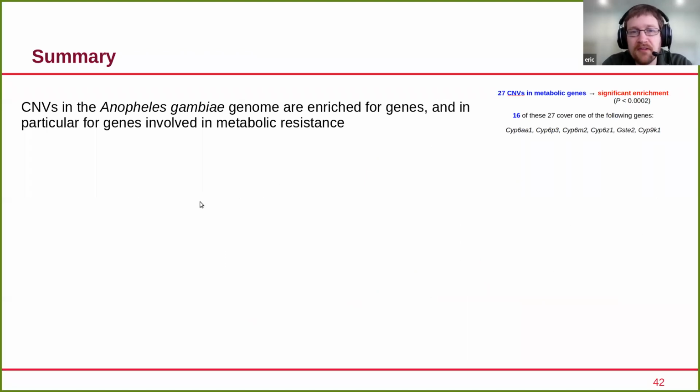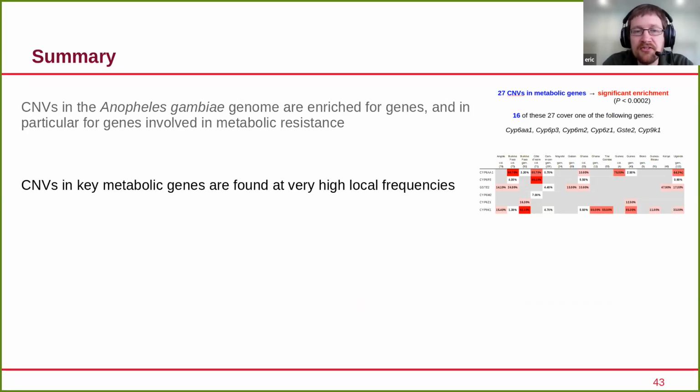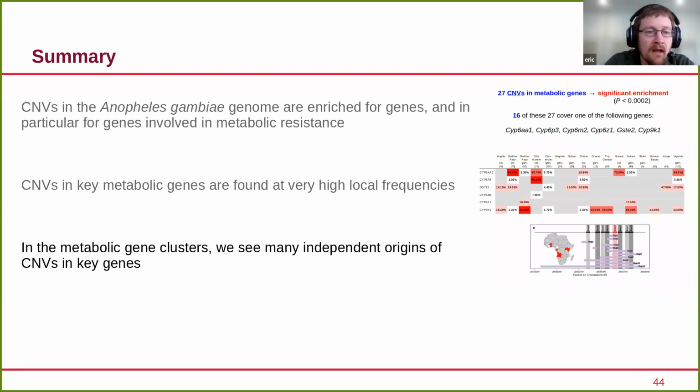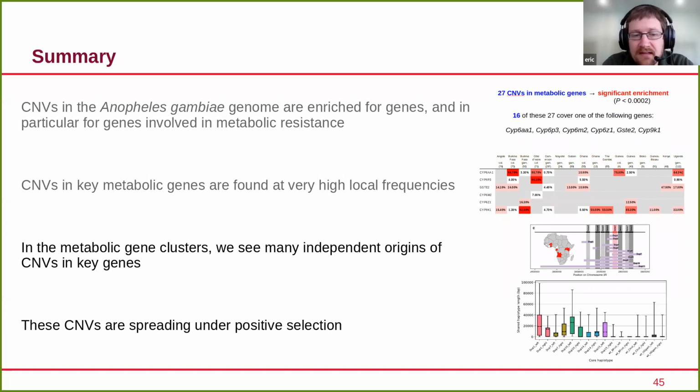So in summary of this paper then, CNVs in the Anopheles gambiae genome are enriched for genes, and in particular for genes involved in metabolic insecticide resistance. The CNVs in key metabolic genes are found at very high local frequencies. Often over 90% of mosquitoes have a CNV in these genes involved in metabolic insecticide resistance. In the metabolic gene clusters, we see many independent origins of CNVs, and particularly these tend to be focused in the key genes that we know to be important from the literature. And the CNVs are spreading rapidly under positive selection.